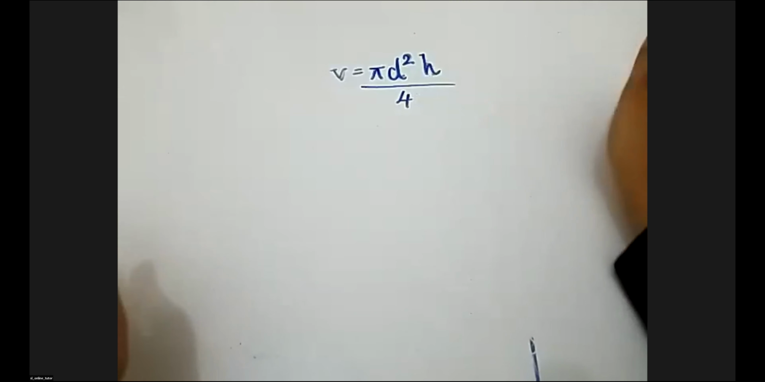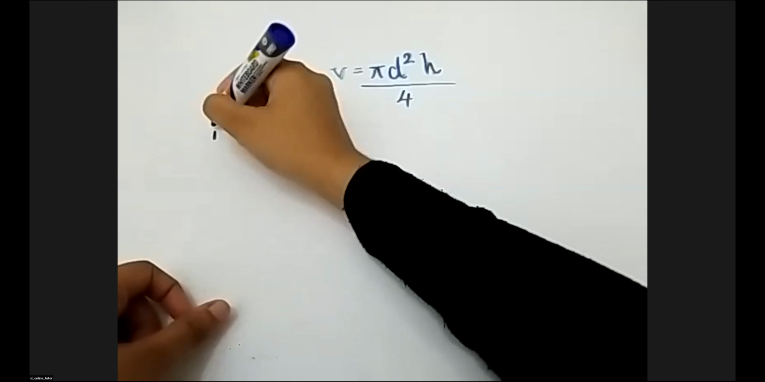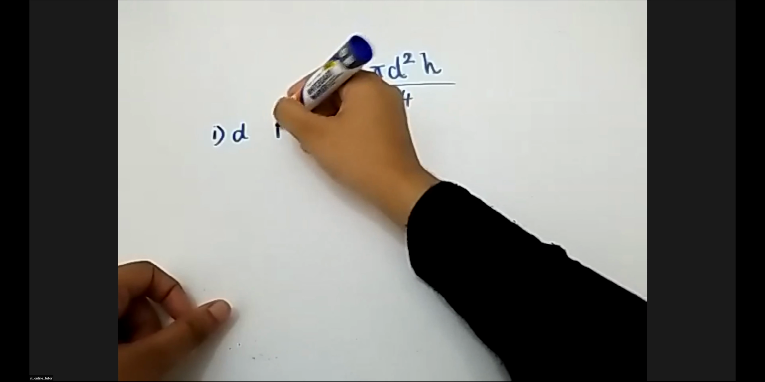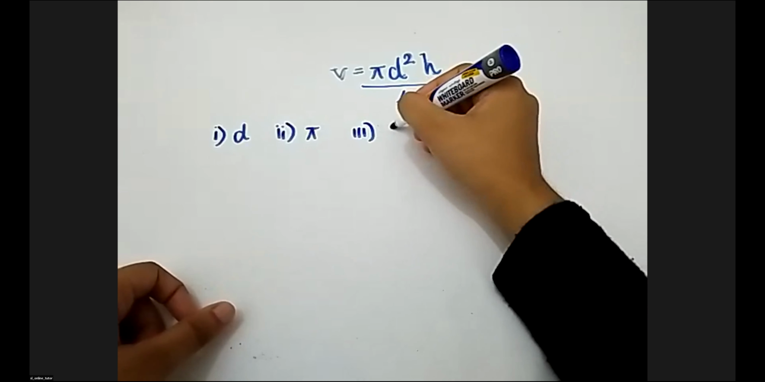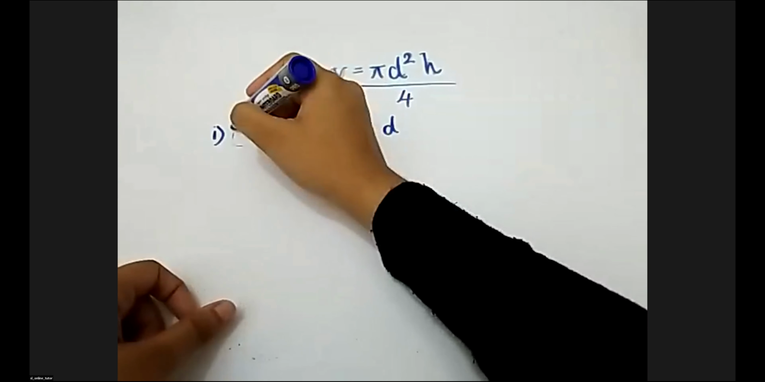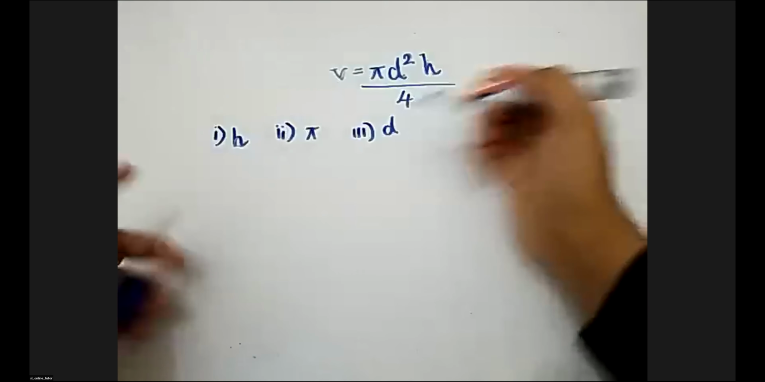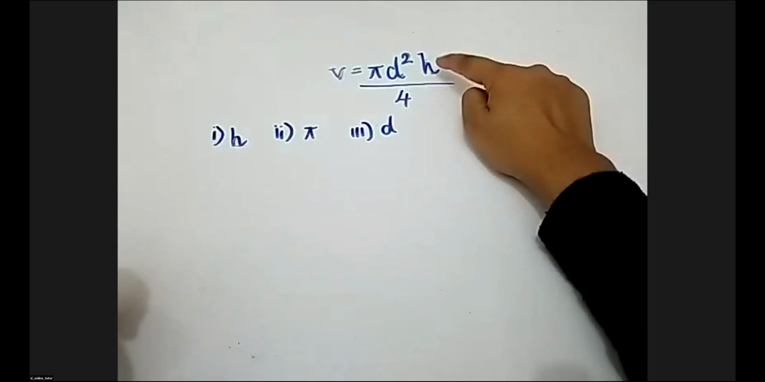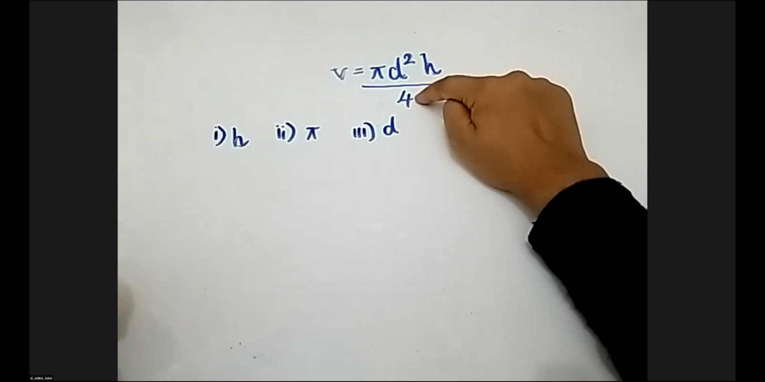Right. These are the terms. Now, what is the subject of this formula? V. Now, my question is, make D as the subject, make pi as the subject, make H as the subject. Let me take D here and H here. That's all I want you to make. Now we'll see how to make H.